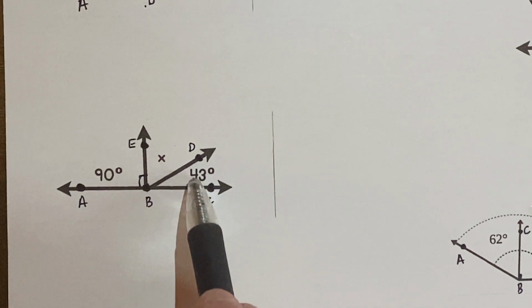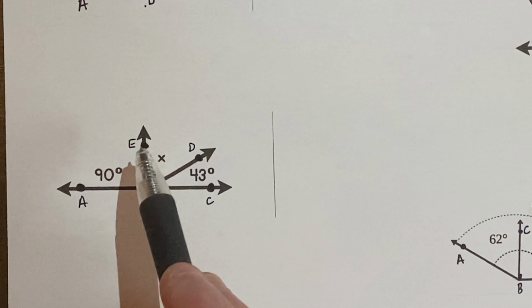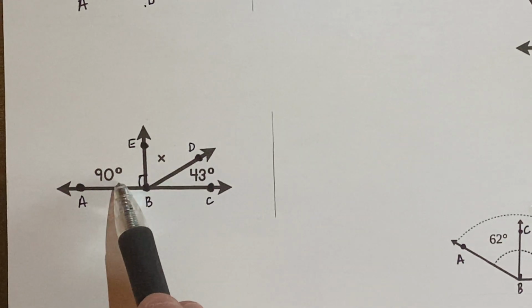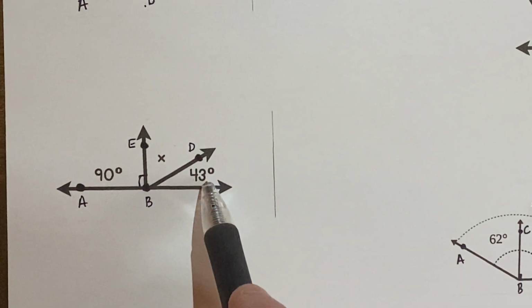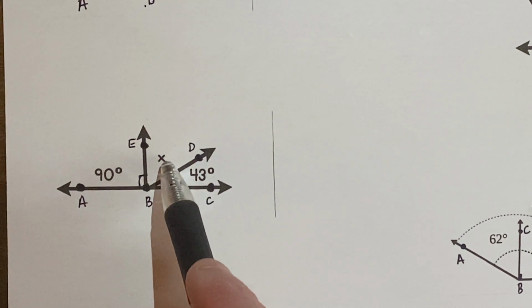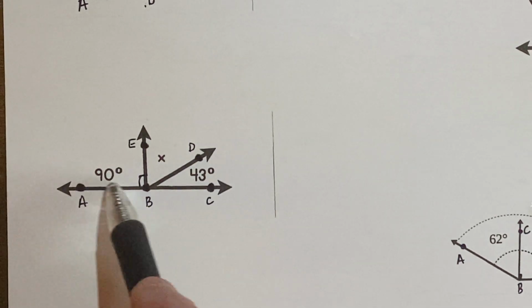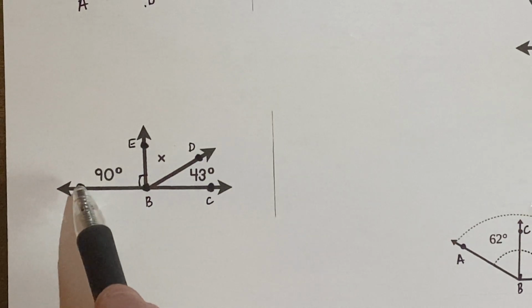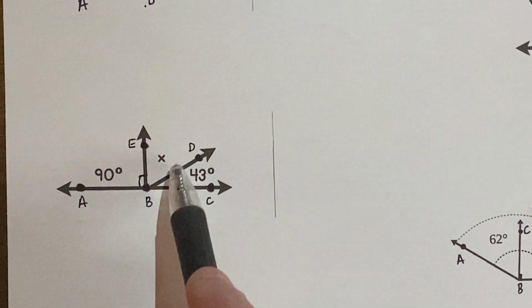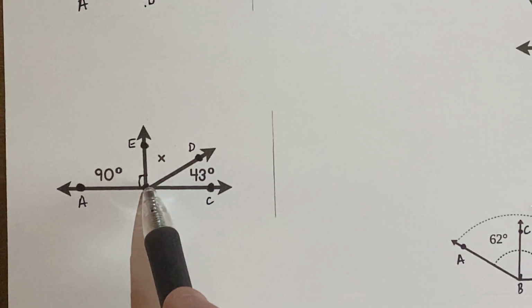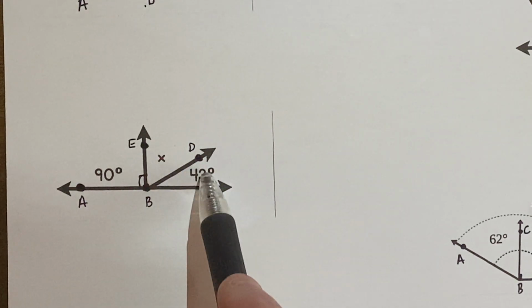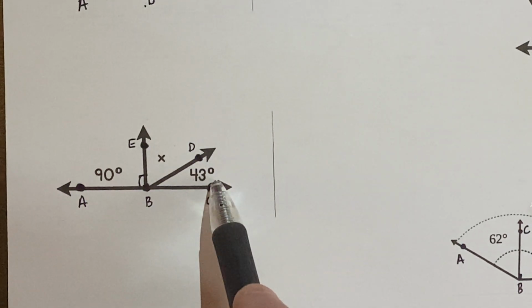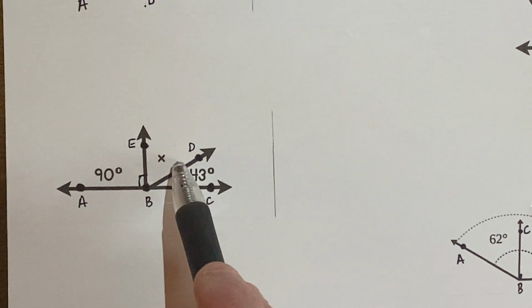So this is an acute angle. It's less than 90. So for right now, I know that this is 90. I know that this is 43. And I need to figure out what X would be. And if it's a straight line, I know that the whole thing will equal 180 degrees. But more importantly, if this side is already 90, I know that the 90 and 90 is 180. So I know that these two numbers must add up to 90. So 43 plus what would give me 90?